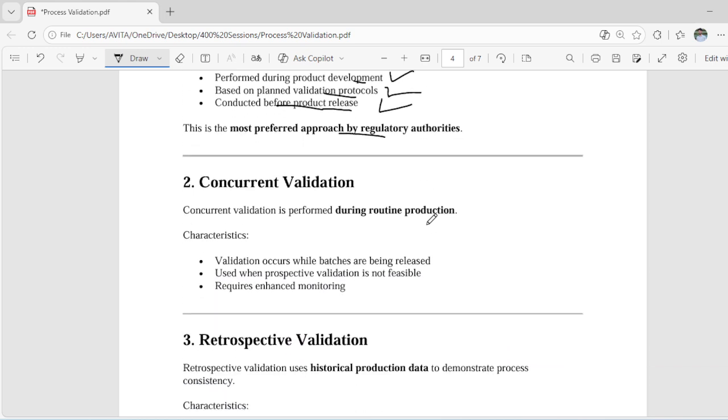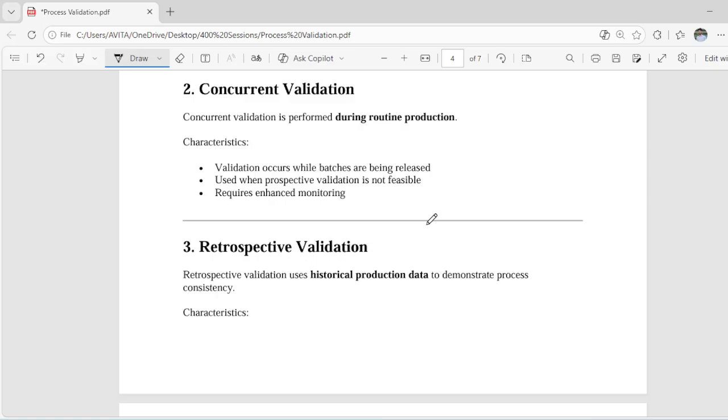The second type of validation we have is concurrent validation. Concurrent validation is performed during routine production, and the validation occurs while the batches are being released and used. It is used when prospective validation is not feasible, and requires enhanced monitoring.